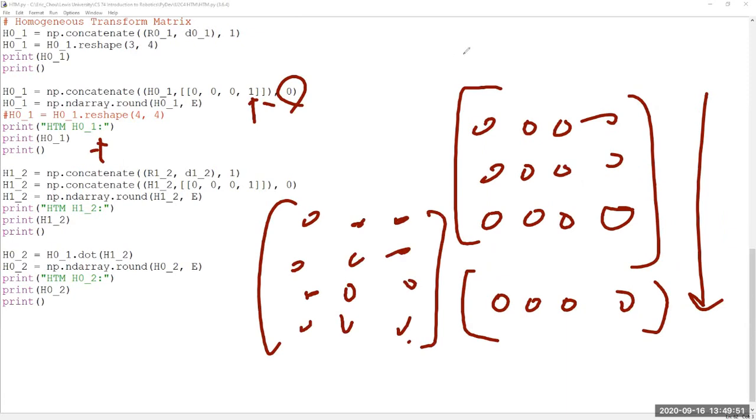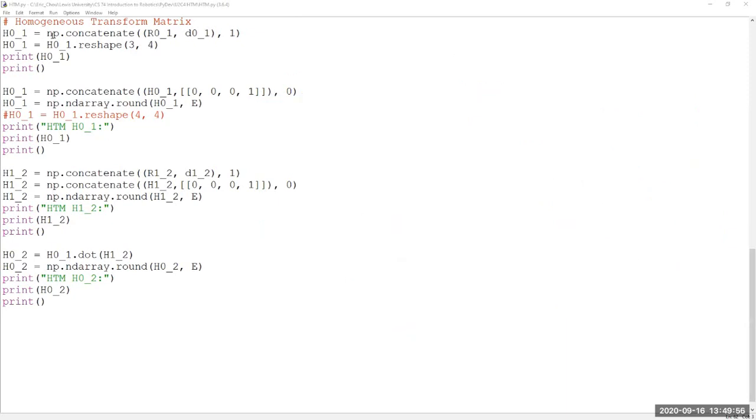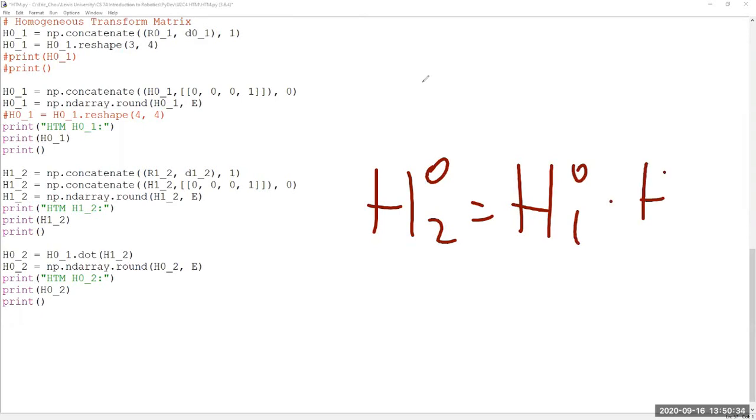Okay, so basically that finished the manipulation for the transform matrix of 0, 1. And here we comment out the print format, and we keep the transform matrix 0, 1 over here. And we do the same thing for the transform matrix 1, 2. It's based on the rotational matrix 1, 2 and displacement vector 1, 2. And after that, we do H01 dot H12. So that is the calculation of H02 equals H01 times H12. And that is over here.